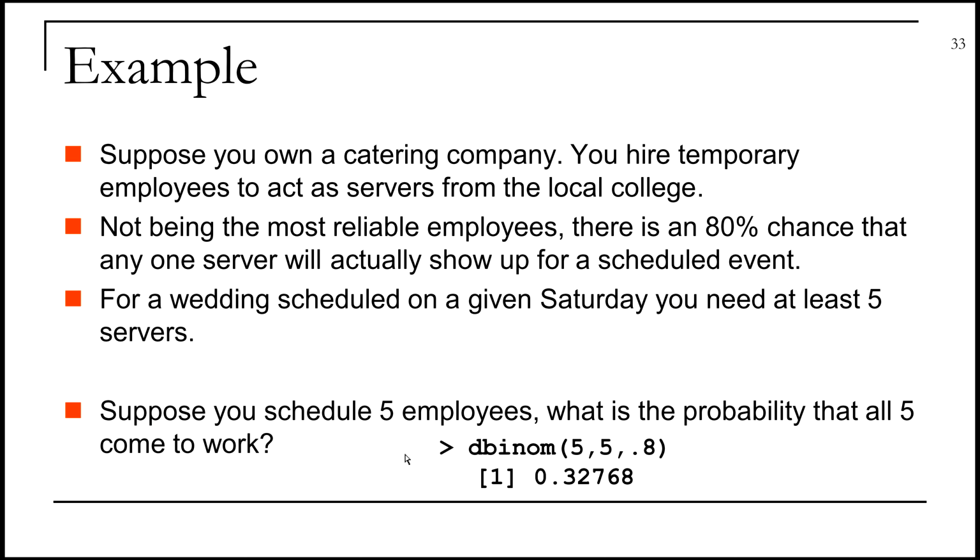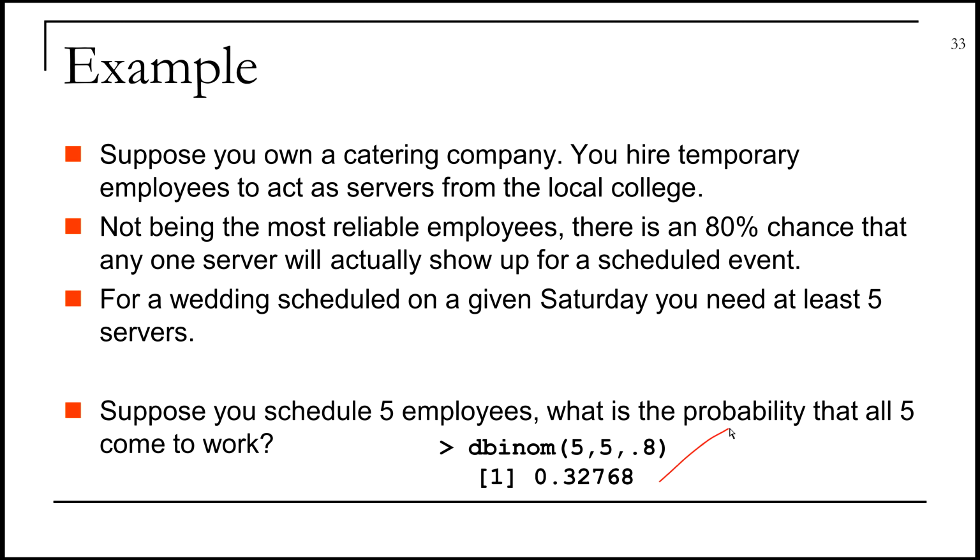Now, a little bit more involved: suppose you own a catering company. You hire temporary employees to act as servers from the local college. Local college students as help. Not being the most reliable employees, there's an 80% chance that any one server will actually show up for a scheduled event. For a wedding scheduled on a given Saturday, you need at least 5 servers. So if you schedule 5 employees, what's the probability that all 5 come to work? So we want the probability x equals 5 when n is 5 and p is 0.8.